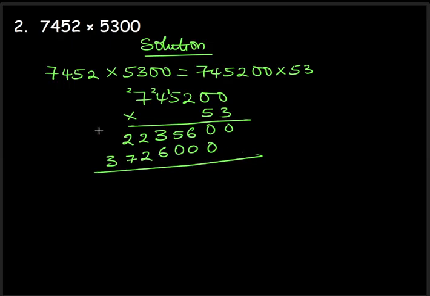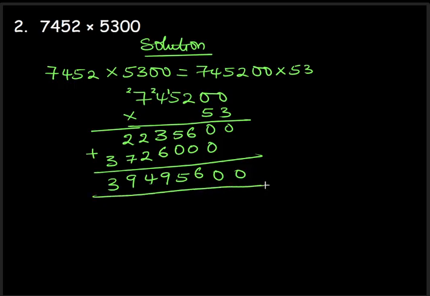Okay, so we'll now take our addition. This will be 0, 0, 6, 5, 9, 4, 9, 3. Okay, and that's our answer: 39,495,600. Okay, and that brings us to the end of our examples.